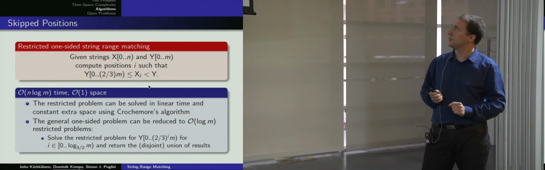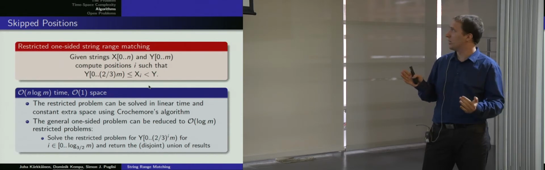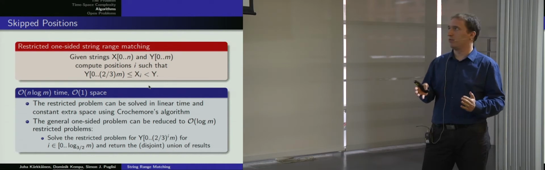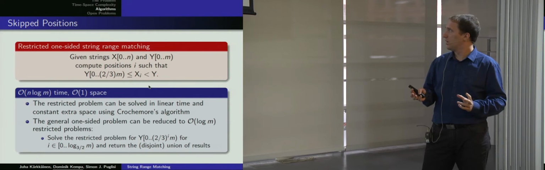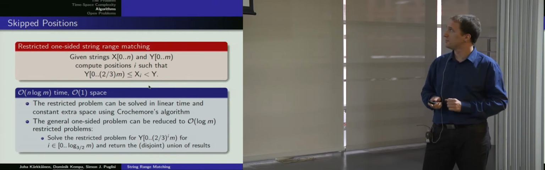And we can solve this restricted problem in linear time and constant extra space using a modified Knuth-Morris-Pratt algorithm. So to solve the general case, we just have to run this algorithm log m times, every time reducing the pattern length by 1/3. And then the output is a disjoint union of the results produced by individual calls.